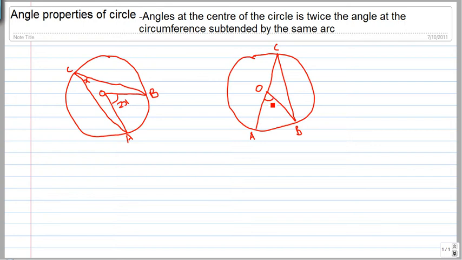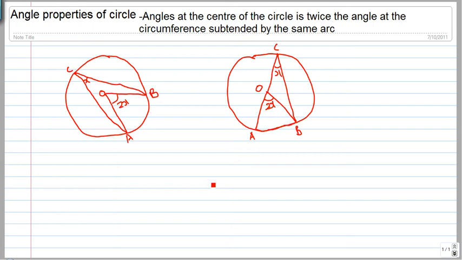The angle formed at the center of the circle is twice the angle at the circumference subtended by the same arc. If this is 2x, this has to be x. So with AB being that arc, straight lines extend from AB.